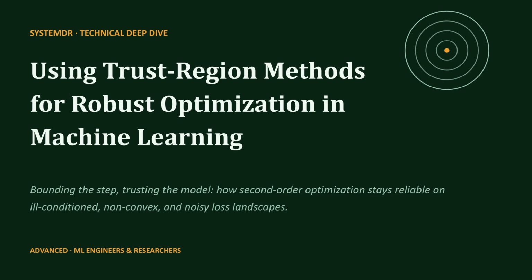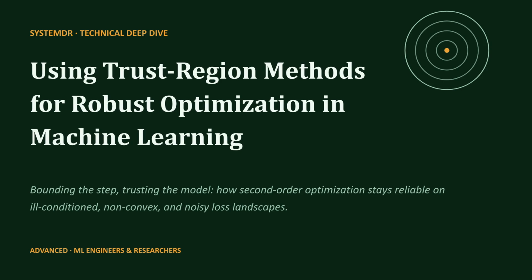Here's the core idea in one sentence. Instead of picking a direction first and a step length second, the way line search does, trust region methods build a local model of the objective, usually a quadratic, and only trust that model inside a bounded region. Everything else in this talk is really just a variation on that one idea.